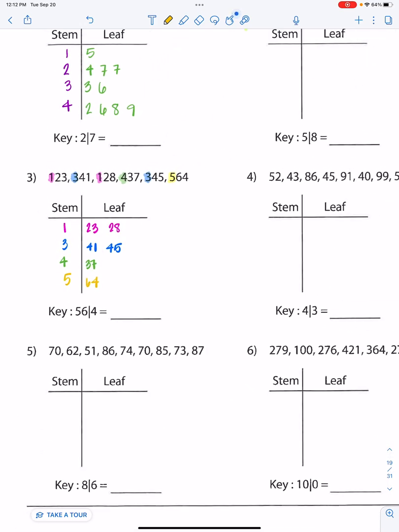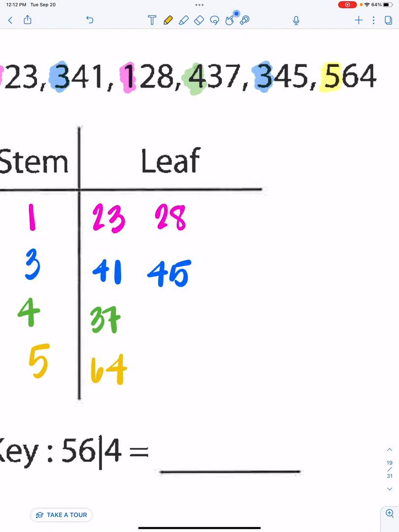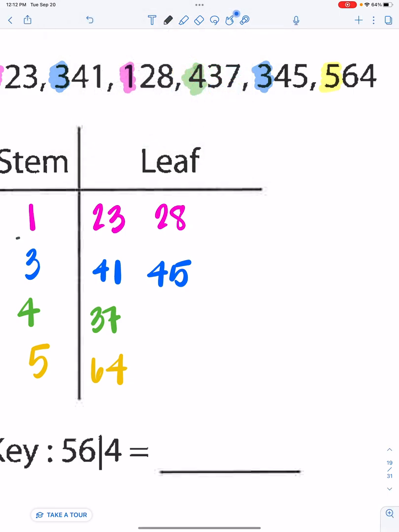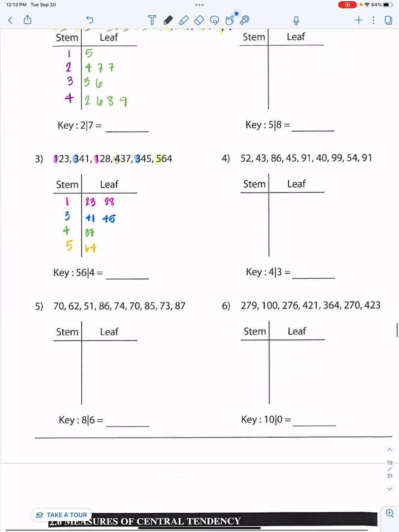If for some reason I wanted to work those backwards, and I was given the stem and leaf plot, and I wanted to write out the data set, all I would need to do is pair the stem with the first leaf, and then go back and pair the stem with the second leaf. And I would do that for each of my stems going down the line.